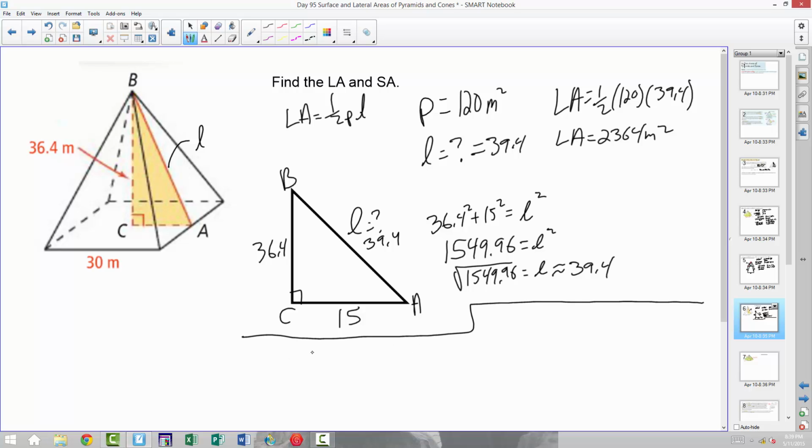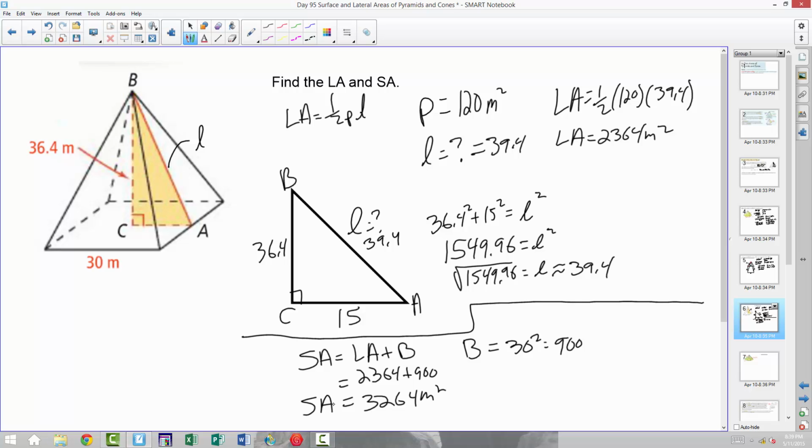Now I can find my surface area, which is my lateral plus capital B. Capital B is going to be 30 squared. So when I have 30 squared, I get 900. So now I have 2364 plus 900, and I get 3264. So 3264 meters squared is my surface area.